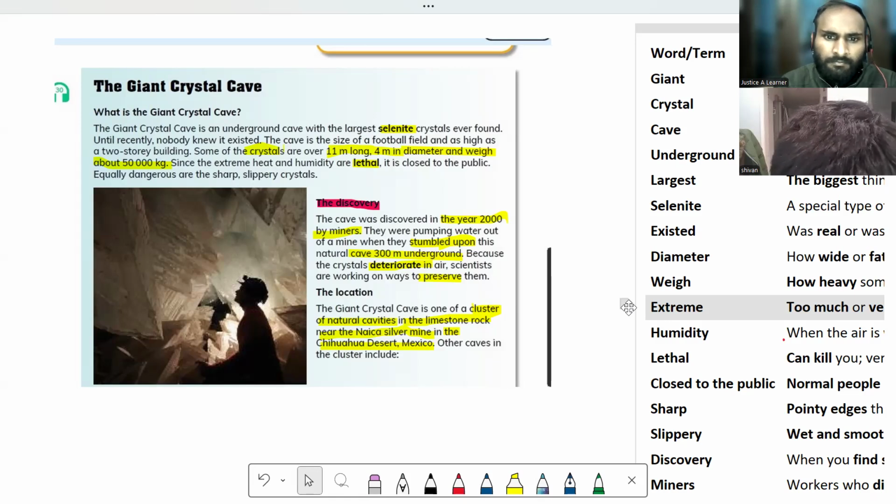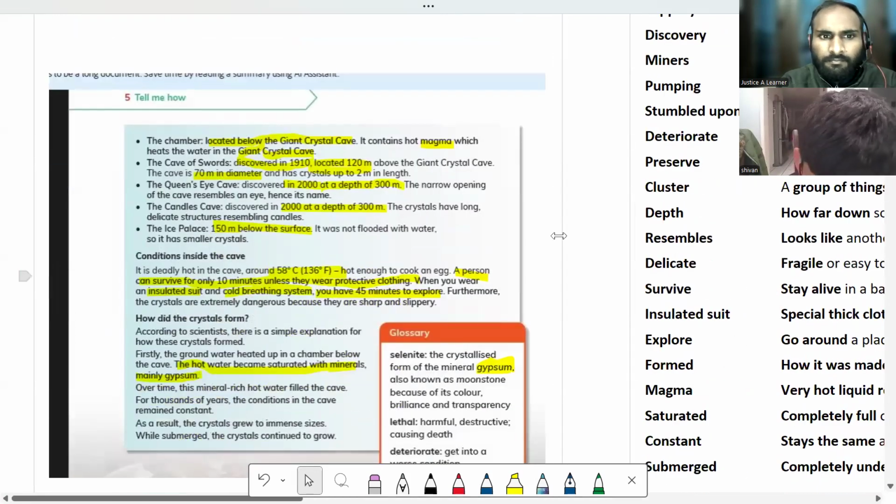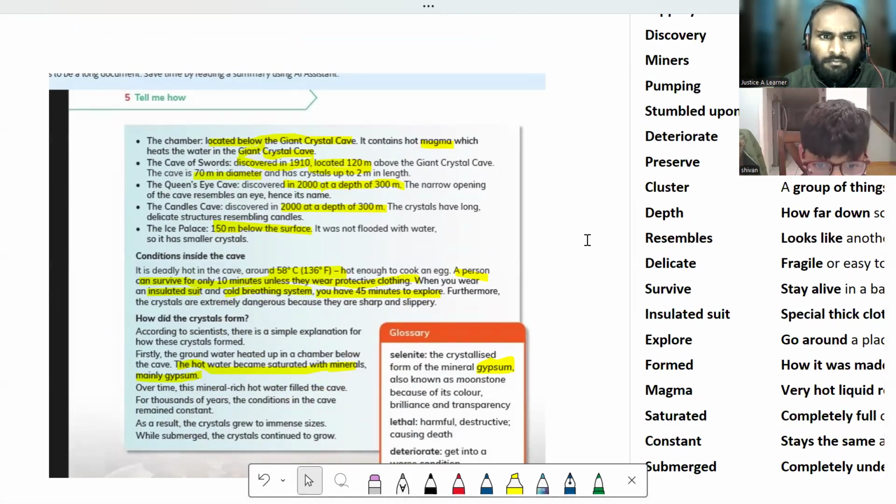Other caves in the cluster include the chamber located below the giant crystal cave. It contains hot magma, which heats the water in the giant crystal cave. The cave is 70 meters in diameter and has crystals up to 2 meters in length.